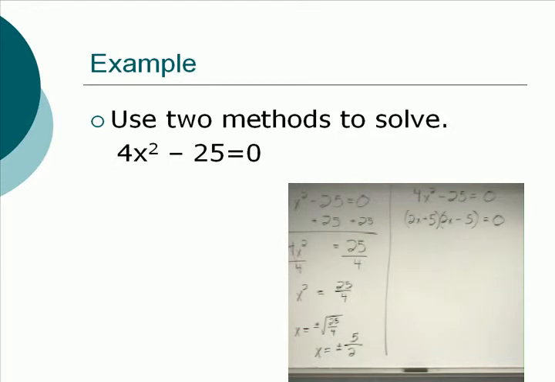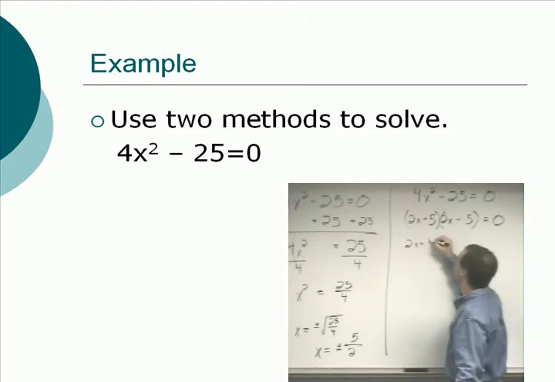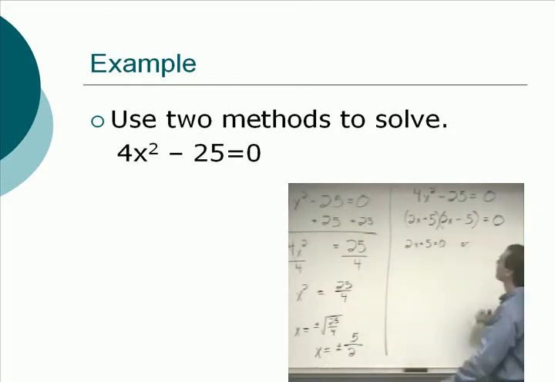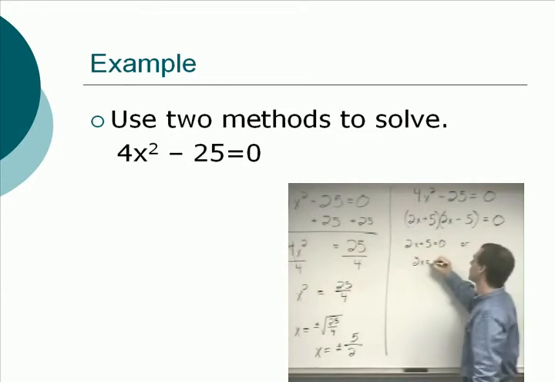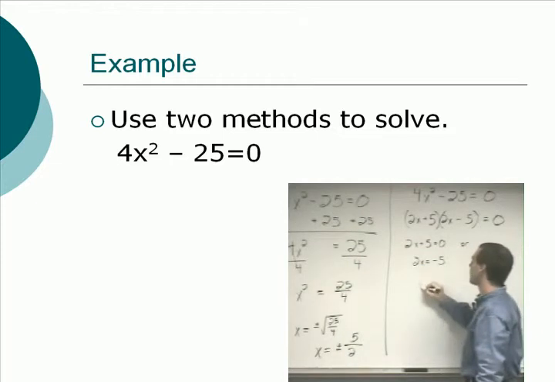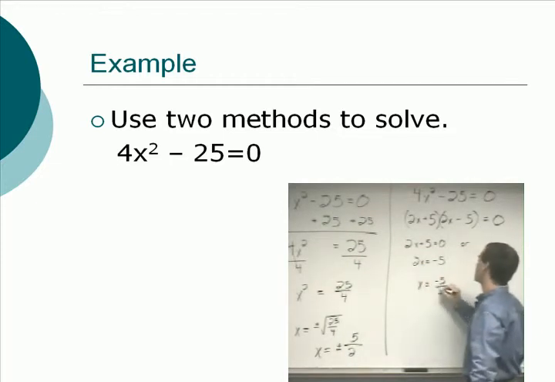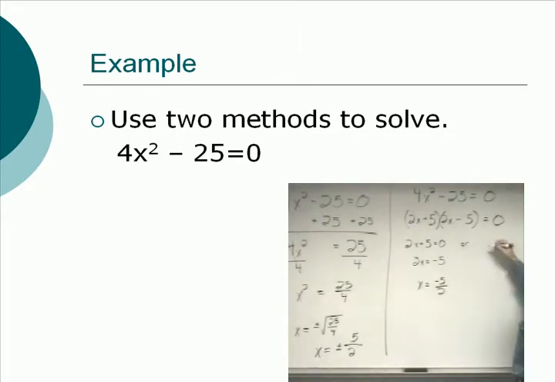Now, we're going to use that property that says if two things multiply together to equal 0, one of them has to be 0. Or either one of them can be 0. So we solve this part of it. If 2x plus 5 equals 0, we get 2x equals negative 5 by subtracting 5 from both sides, and x is negative 5 halves. Or 2x minus 5 could be 0. Add 5 to both sides, and we have 2x equals 5, and so x equals 5 halves. Well, there they are. There's the same two solutions. There we had plus or minus 5 halves. Here we have plus or minus 5 halves. So we got the same solution.